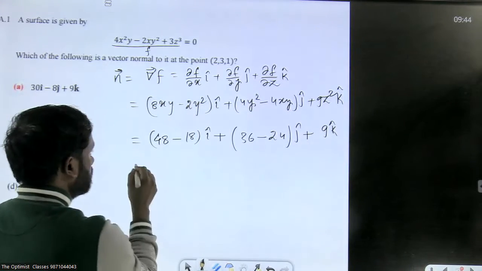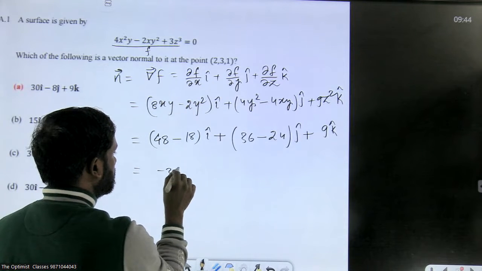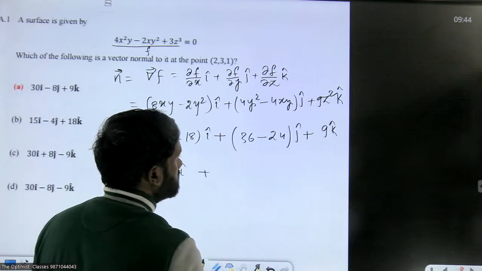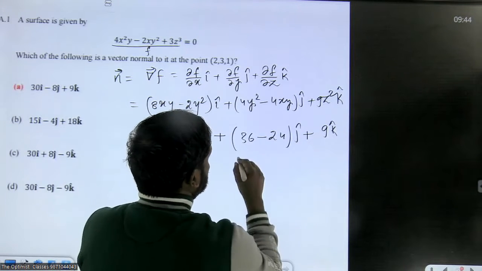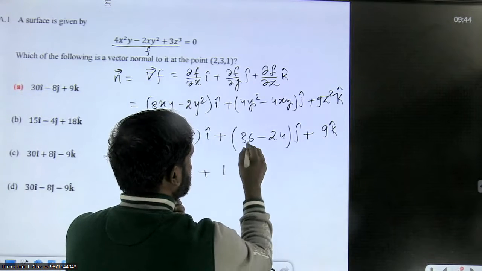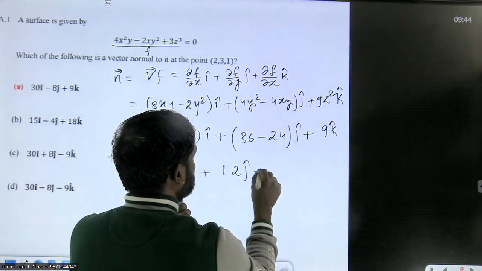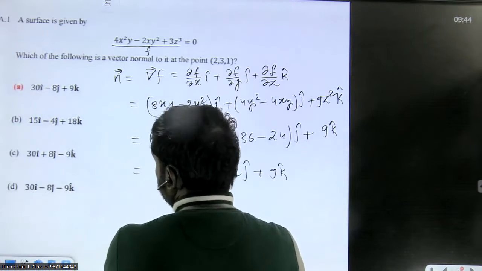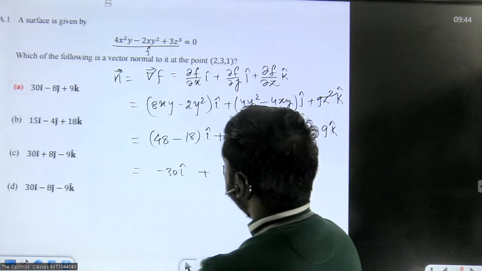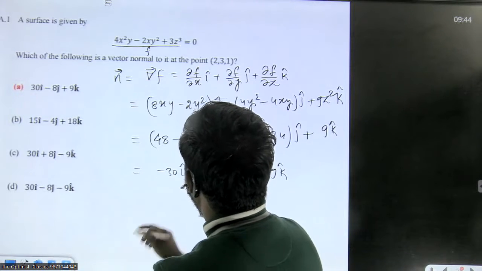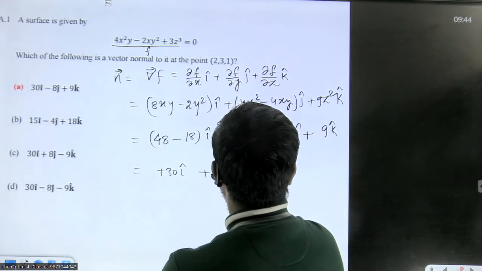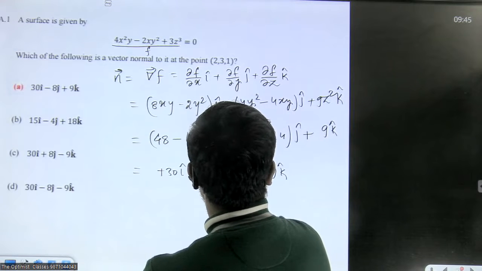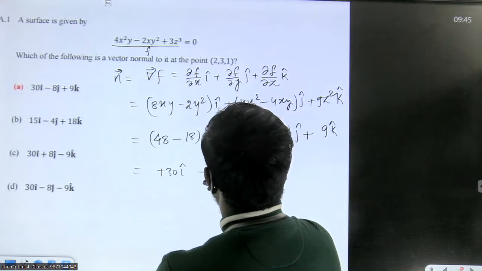Okay. So subtract these two, you get minus 30 i cap and plus 12 j cap and plus 9 k cap. That's what we are getting. Sorry, plus 30. It was plus 30 i cap. I made a mistake, I think.